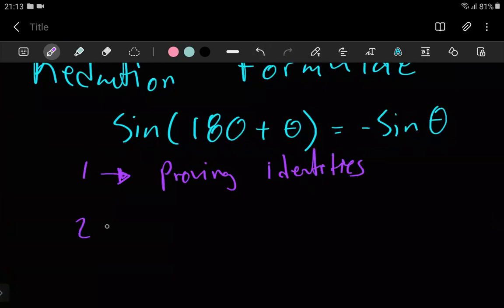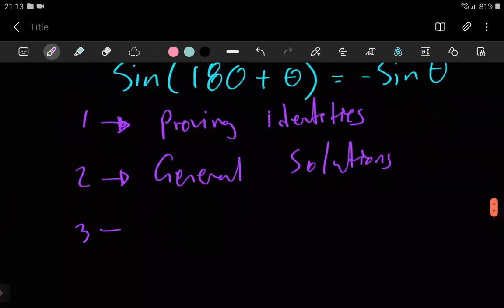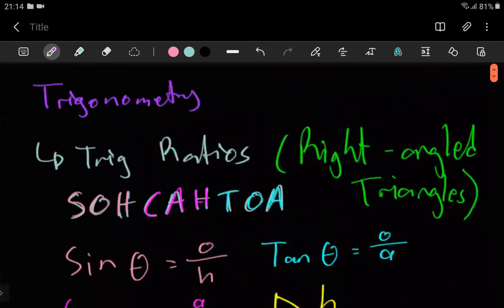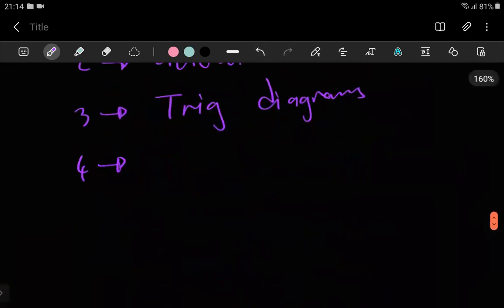In chapter 2, I think you have what you call general solutions. And then in chapter 3, you have trig diagrams. With trig diagrams, that's how you make use of things like the trig ratios. And then in chapter 4, you have trig graphs.